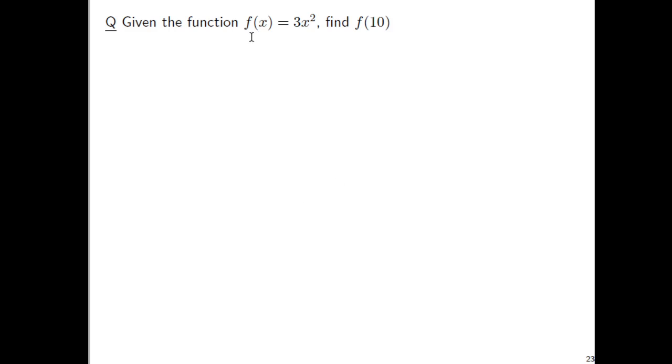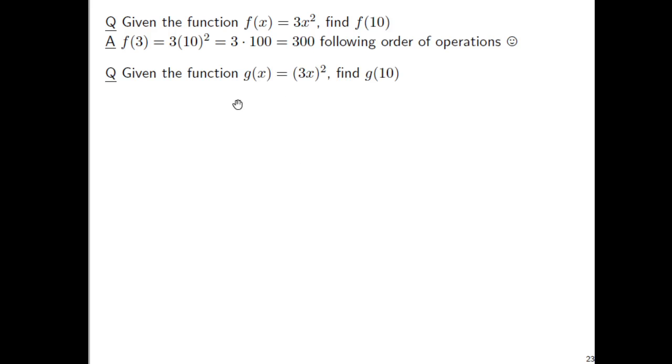Okay, given the function f of x equals 3x squared, find f of 10. So everywhere you see an x, replace it with a 10. You have f of 10 equals 3 times 10 squared. Follow order of operations here. Sometimes people do 3 times 10 first and get a 30, but you've got to do the exponent first. So 3 times 100, you get 300.